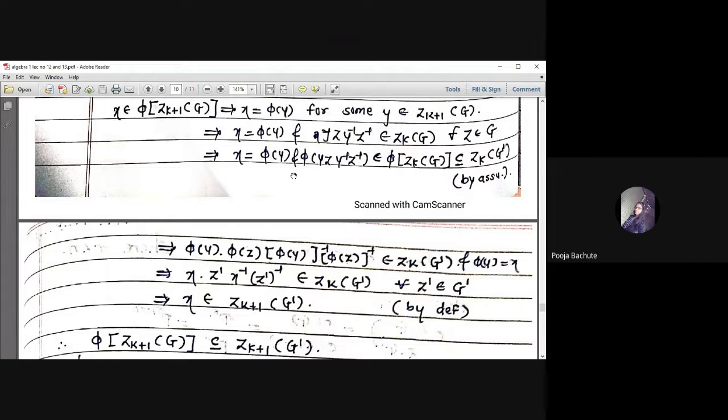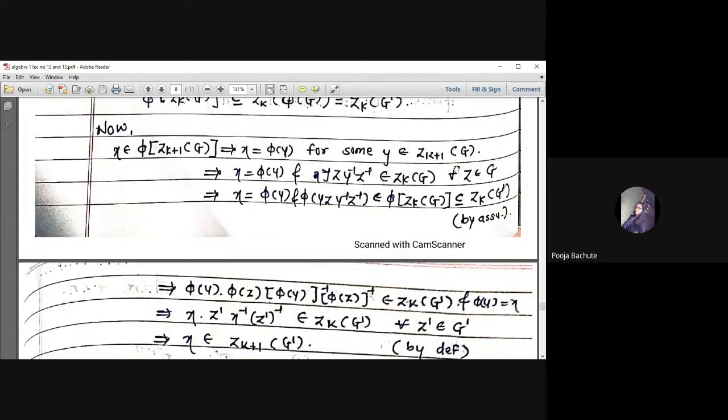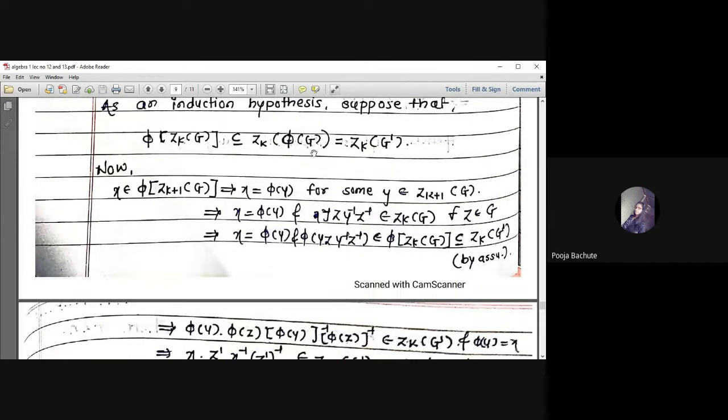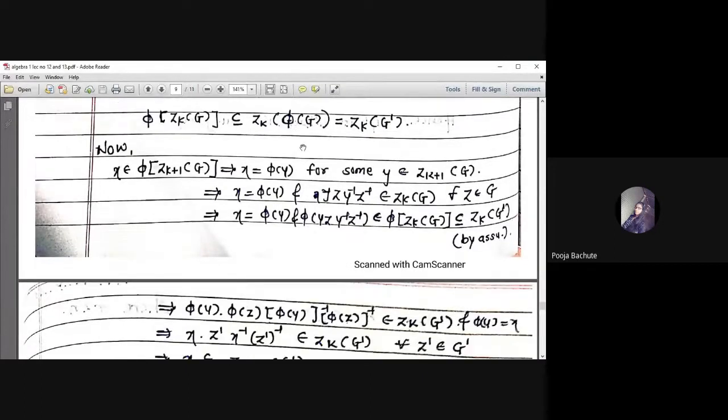Okay. So what we have? Phi of y inverse belongs to phi of Zk of G. Phi of Zk of G is contained in what? By the induction hypothesis, what we assume? Phi of Zk of G is contained in Zk of phi of G, that is, Zk of G dash.